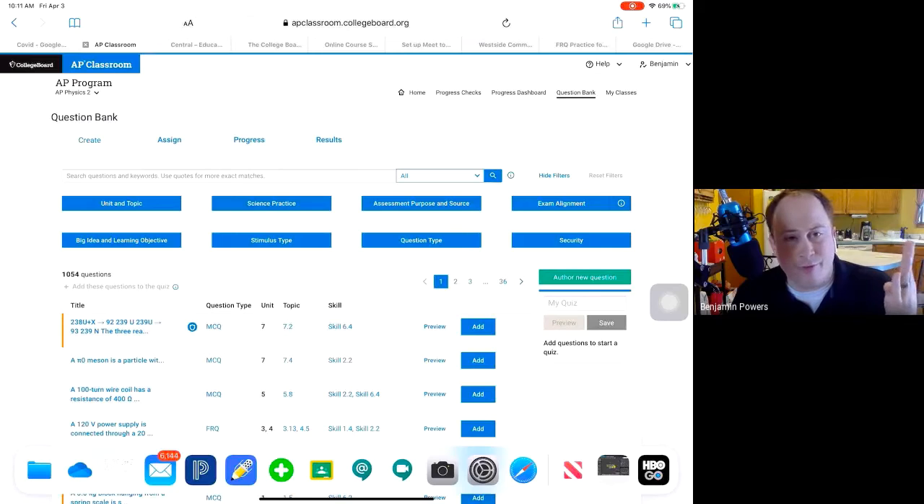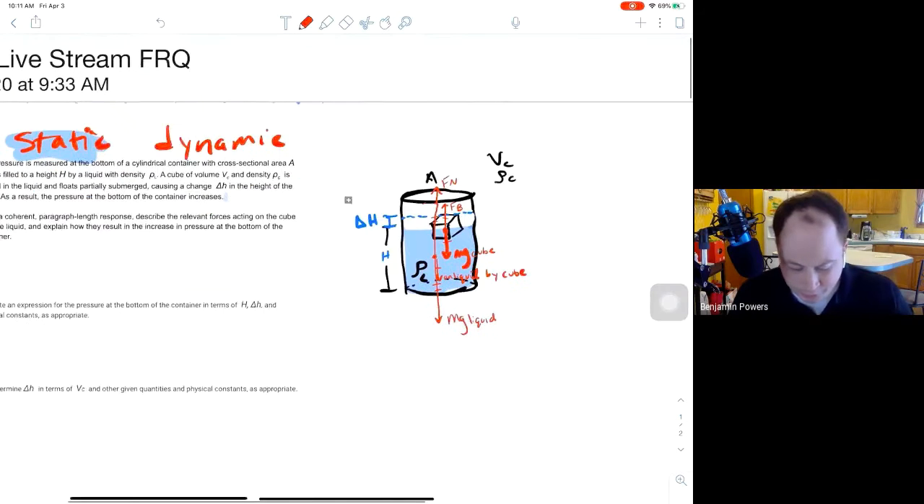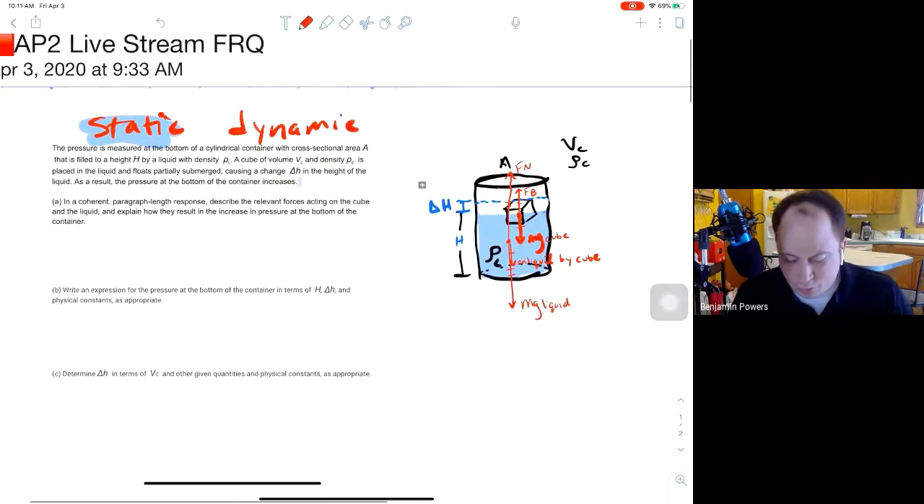That's 3. You get a 4th point for describing that when you put the cube in, it has an equal and opposite reaction force down on the liquid. And then the 5th point was for describing that the increased push down on the liquid results in a larger force overall. So just to recap part A, when you put the block in, it pushes down on the liquid, and that is what increases the pressure at the bottom.